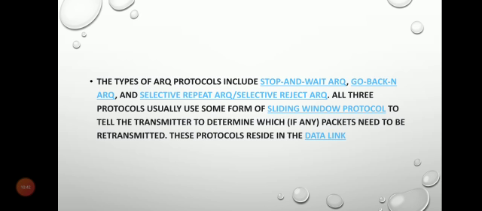The types of ARQ protocols include stop and wait ARQ, go back N ARQ, and selective repeat ARQ, also called selective reject ARQ. All three protocols usually use some form of sliding window protocol to tell the transmitter to determine which, if any, packets need to be retransmitted, and these protocols reside in the data link layer.